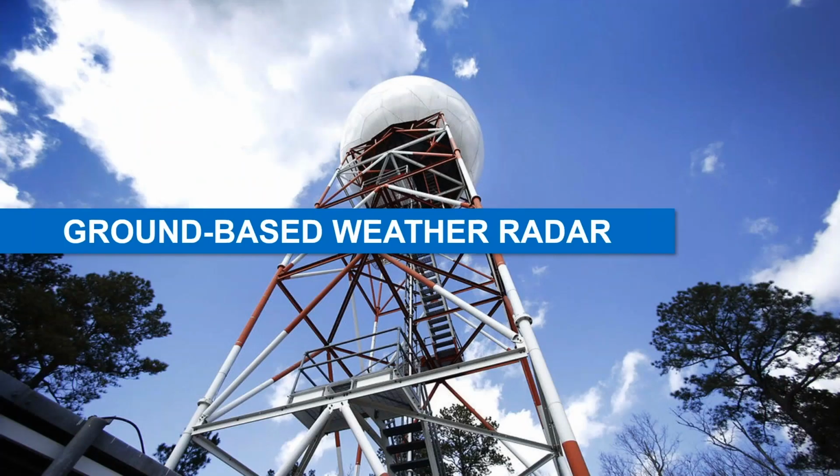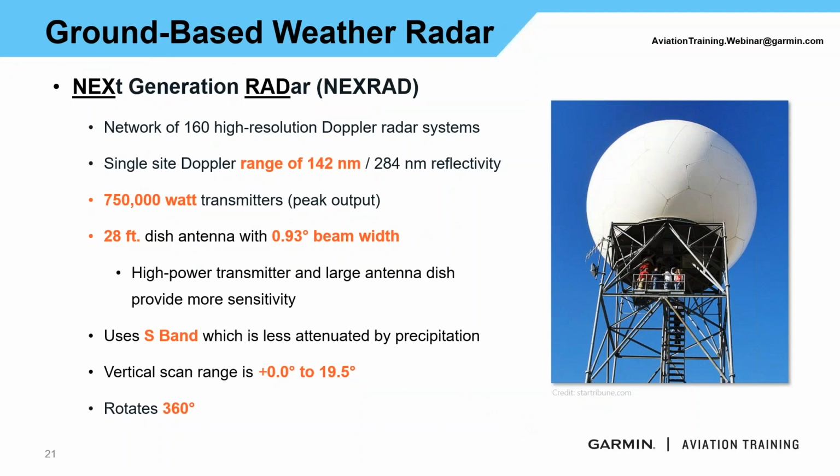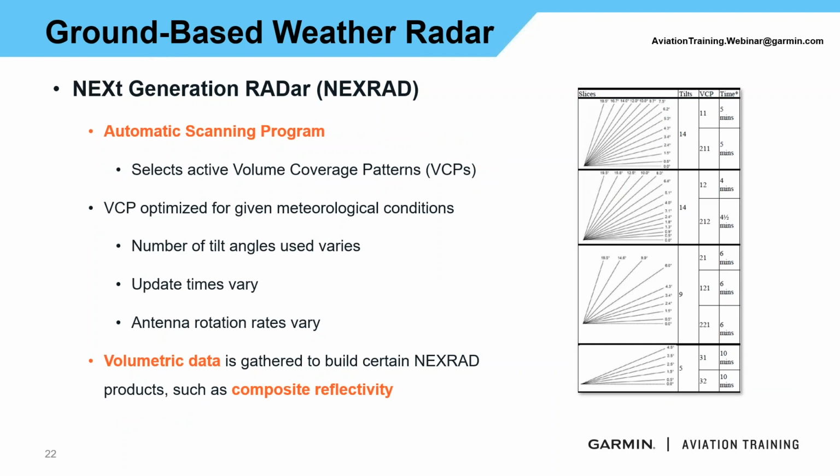All right, moving on to ground-based weather radar. Ground-based weather radar in the US, we call that NEXRAD, the next generation radar. We have a system of many different Doppler radar sites. It has a range of 142 miles. We've already talked about the wattage and the beam width. It's an S-band, and it does a vertical scan range of 0 to 19.5 degrees. That's one of the advantages of ground-based weather radar, and why it is definitely going to show up differently compared to your airborne.